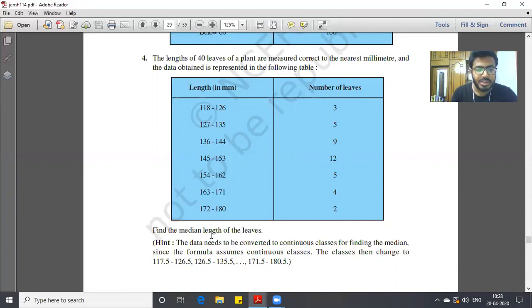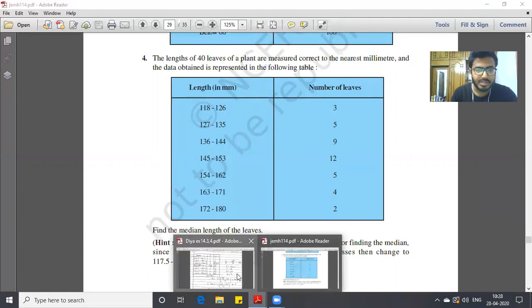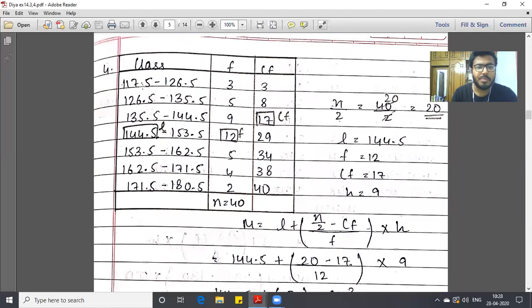Now find the median length of the leaves. Okay, now we'll look at the answer. The first thing is minus 0.5 and plus 0.5, so you can make the classes accordingly. I hope you can do that. The frequency whatever is given in the question, you have to write it as it is. And then we go into the cumulative frequency, the less than type is the most often taken. So the first one is 3, then 5 plus 3, then 9 plus 8, and then 12 plus 17. Accordingly you get the CF.